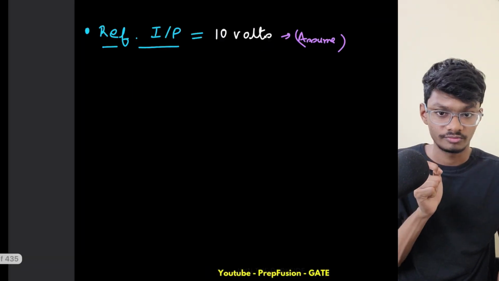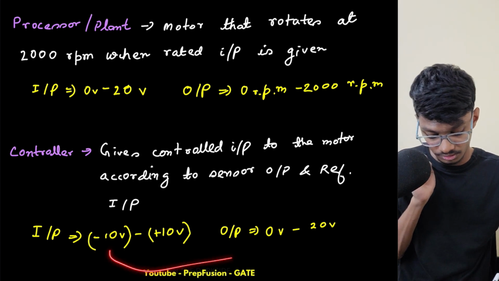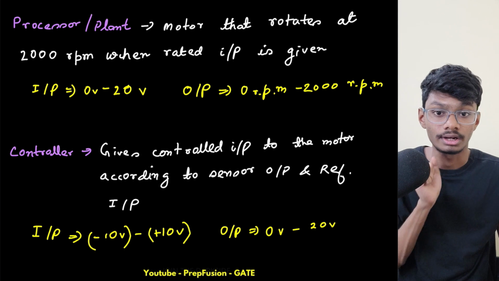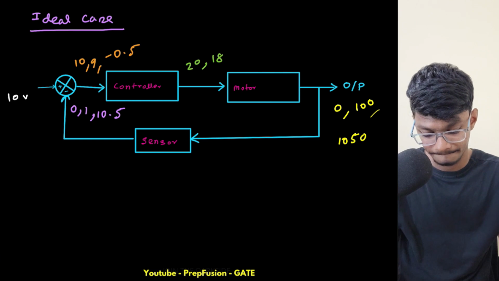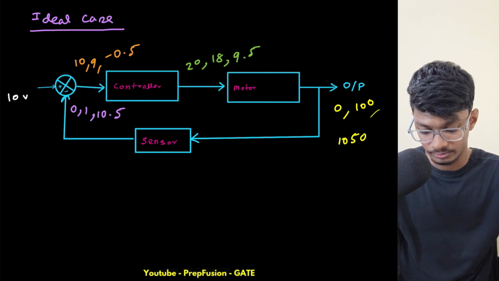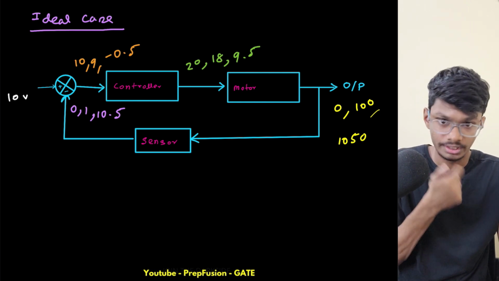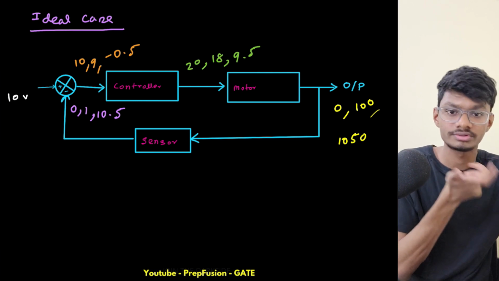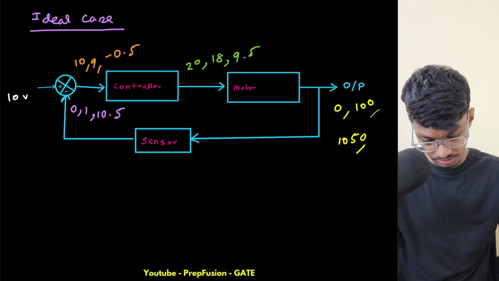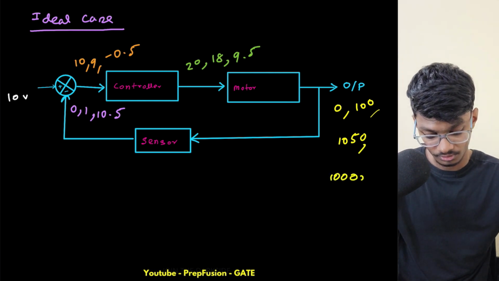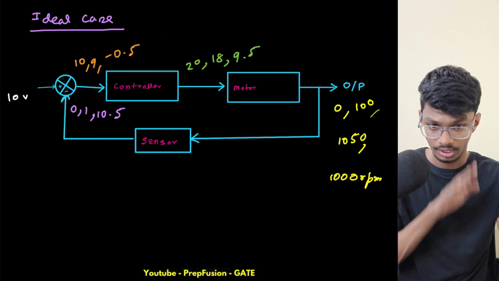Now if control input is minus 0.5, what will it give as the output? It will basically give 9.5. Now if the motor input is 9.5, then what will the motor try to reach? The motor will try to reach 950. Obviously it won't get there and it will oscillate, and at steady state it will reach 1000 rpm. Now this is the ideal case where everything is working ideally, as planned.